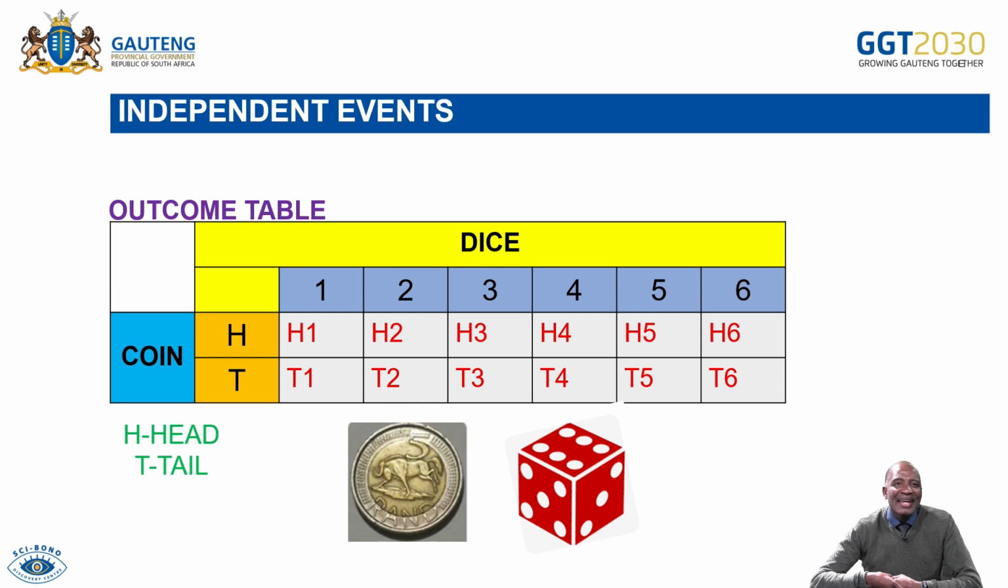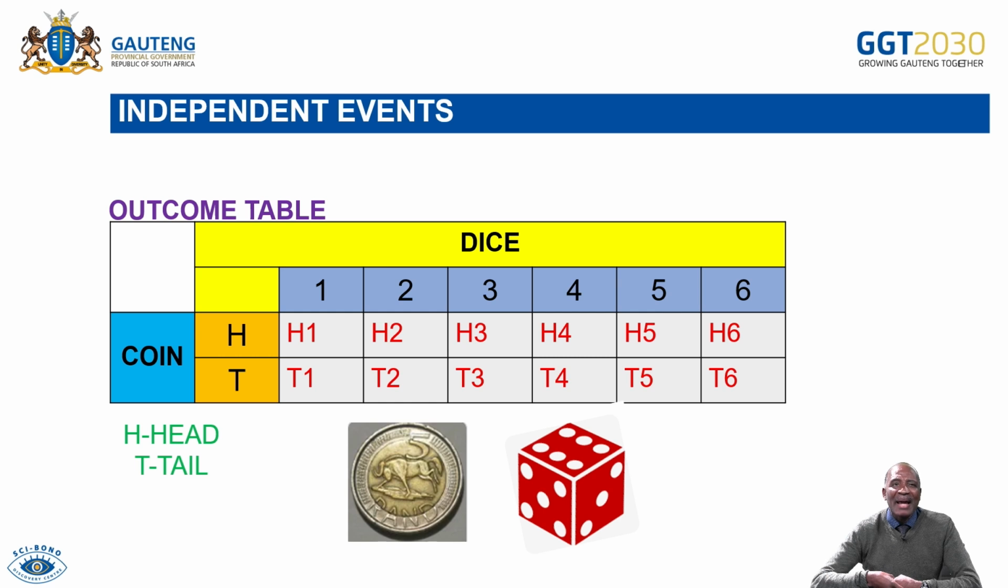So such an outcome table helps us to clearly see the outcomes. You'll actually see that these are the results that I am obtaining. It could be a tail and a 4. It could be a head and a 5. It could be a tail and a 6. It could be a head and a 6. It could be any one of those 12 possible outcomes.